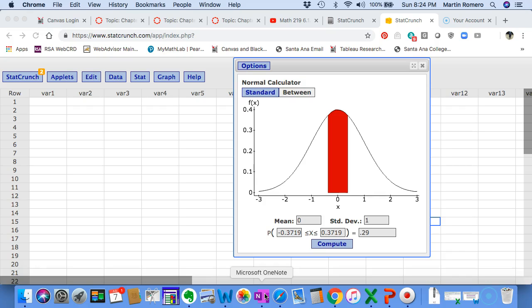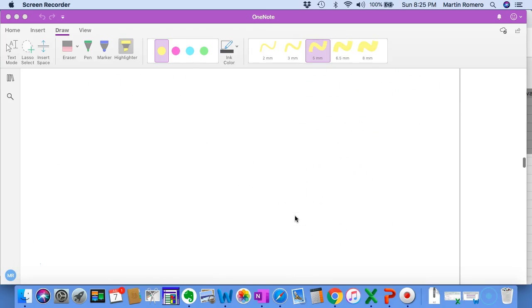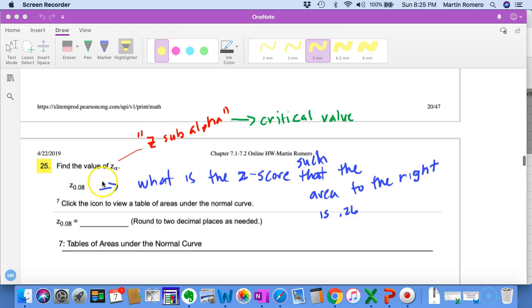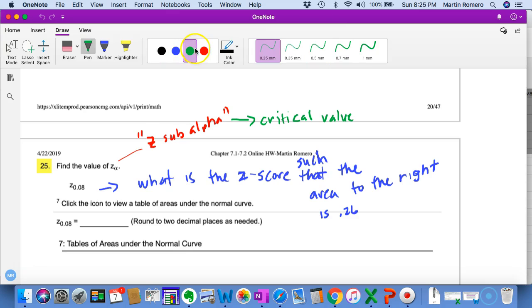And then the last question that I want to look at related to these, 7.2.19, you're asked to find z, and the way we say this is z sub alpha. Later on we'll call that a critical value. So we're being asked to find what's z sub 0.08. What it's really asking is what is the z-score such that the area to the right is not 0.26 actually, but that the area to the right is 0.08. That's what we're looking for.